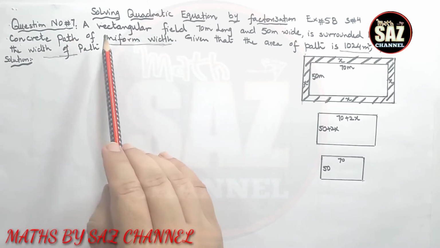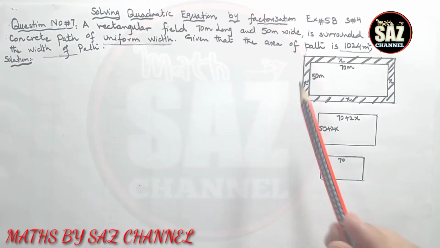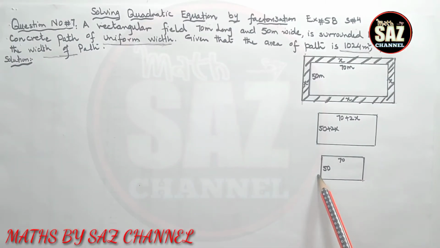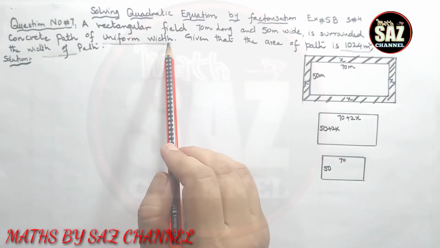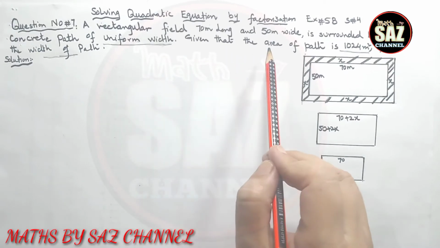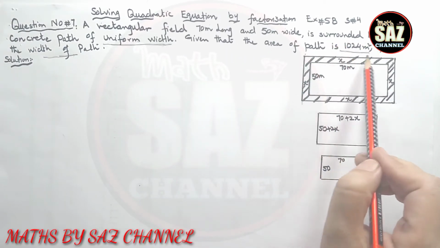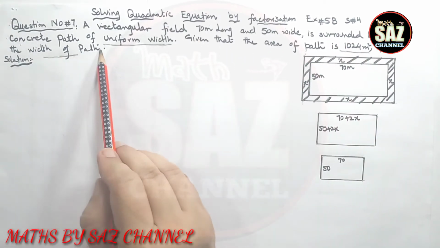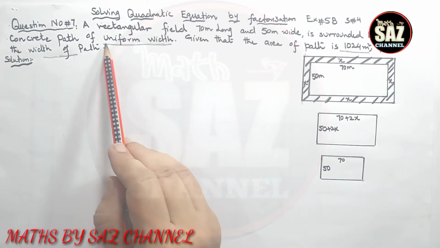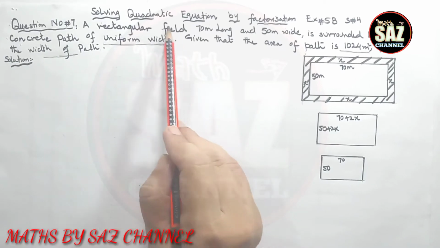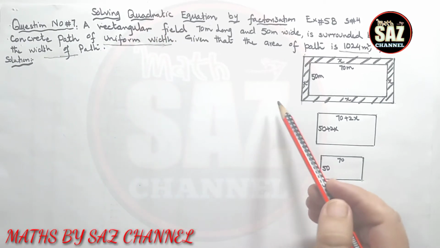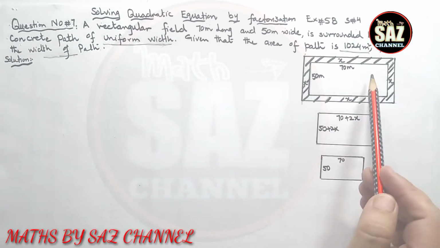Question 7 says a rectangular field 70 meter long by 50 meter wide is surrounded by the uniform path, given that the area of the path is 1024 meter square. Find the width of path. Here it is important to understand the meaning of the word uniform path. Uniform means having length and width all the same all around the shape.